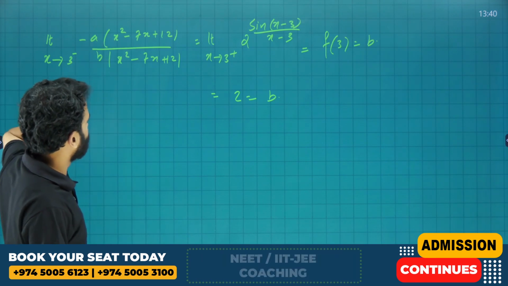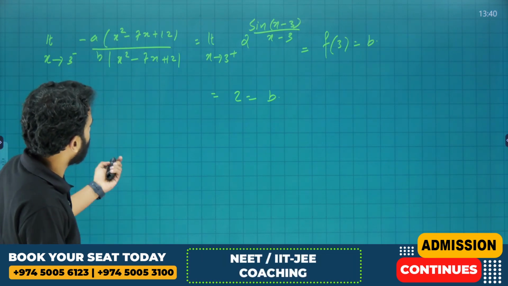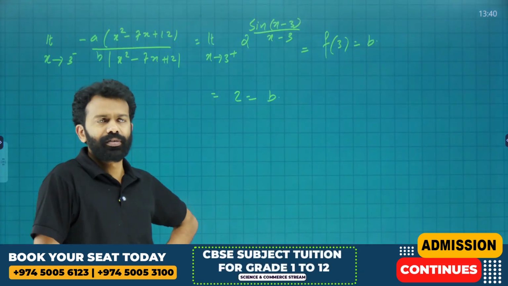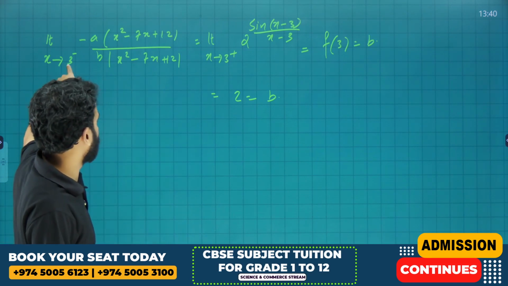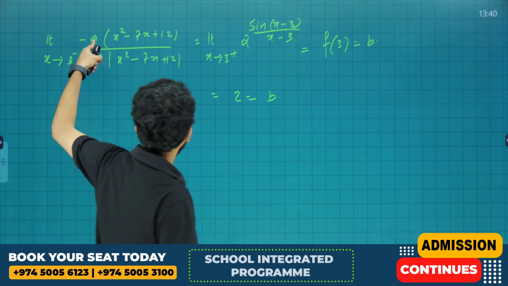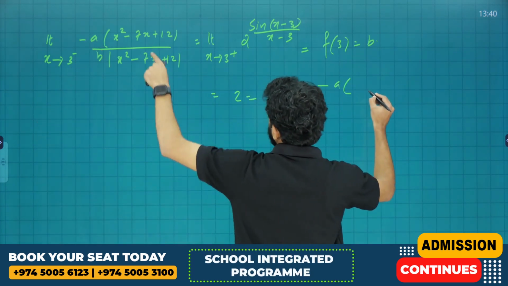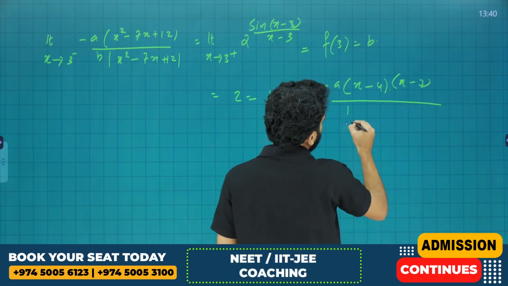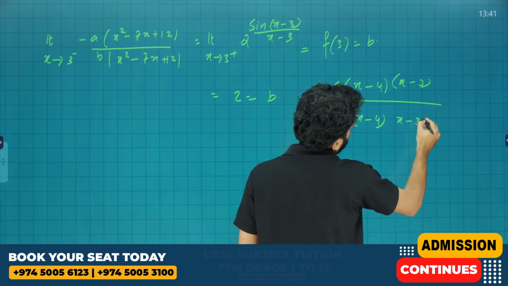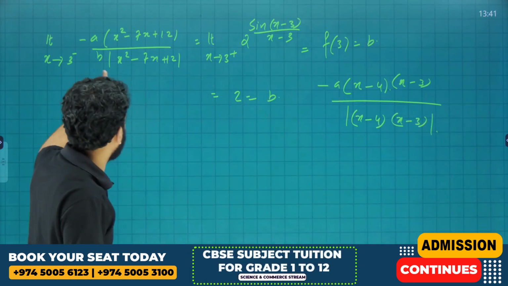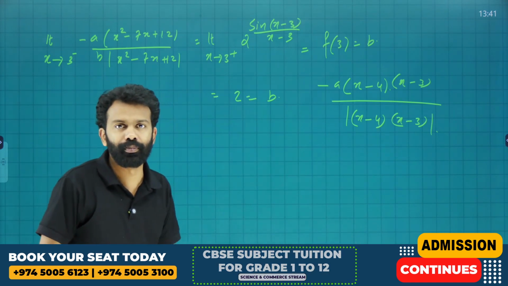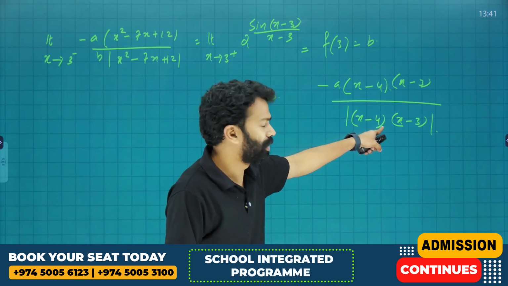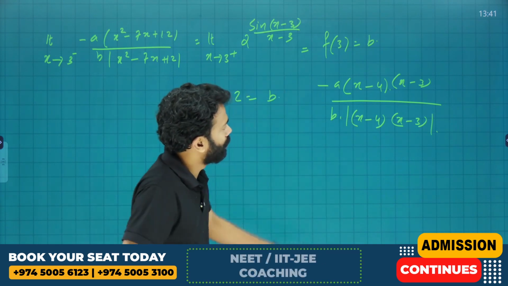Then how will you formulate this one, x square minus 7x plus 12 divided by modulus of x square minus 7x plus 12? It's very easy actually. Here x is 3 minus, that is values which are less than 3. Therefore, we can write minus a into x minus 4 into x minus 3, divided by modulus of x minus 4 into x minus 3. For values less than 3, just 2.9 something like that, what is the sign of this value? The value will be negative.